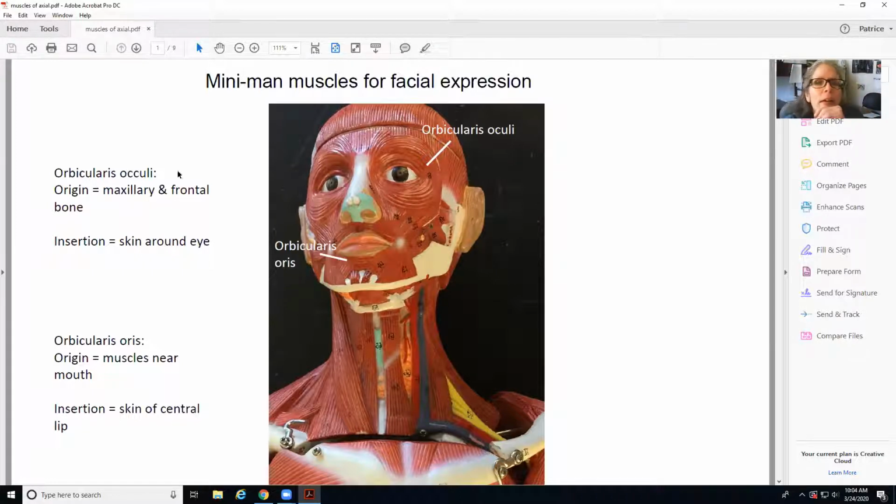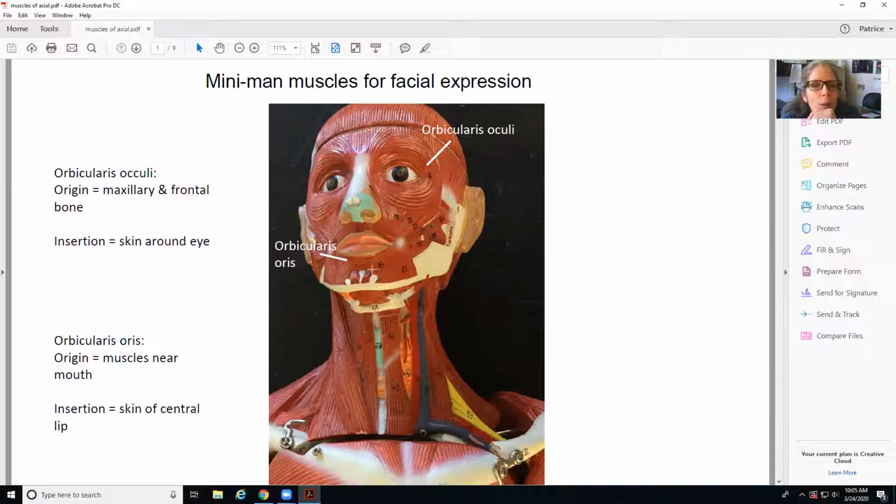So here, two of the muscles that you have to know for facial expression are both orbicularis, so they're orbiting and encircling, and of course when the muscle fibers contract, they shorten, and so this squeezes shut. So the orbicularis oculi, you can see that it's attaching to the frontal bone and the maxillary, stationary, and then it's inserting around the skin of the eye. And that's why when you blink, you move those eyes, that's what you get. You get that action of that muscle.